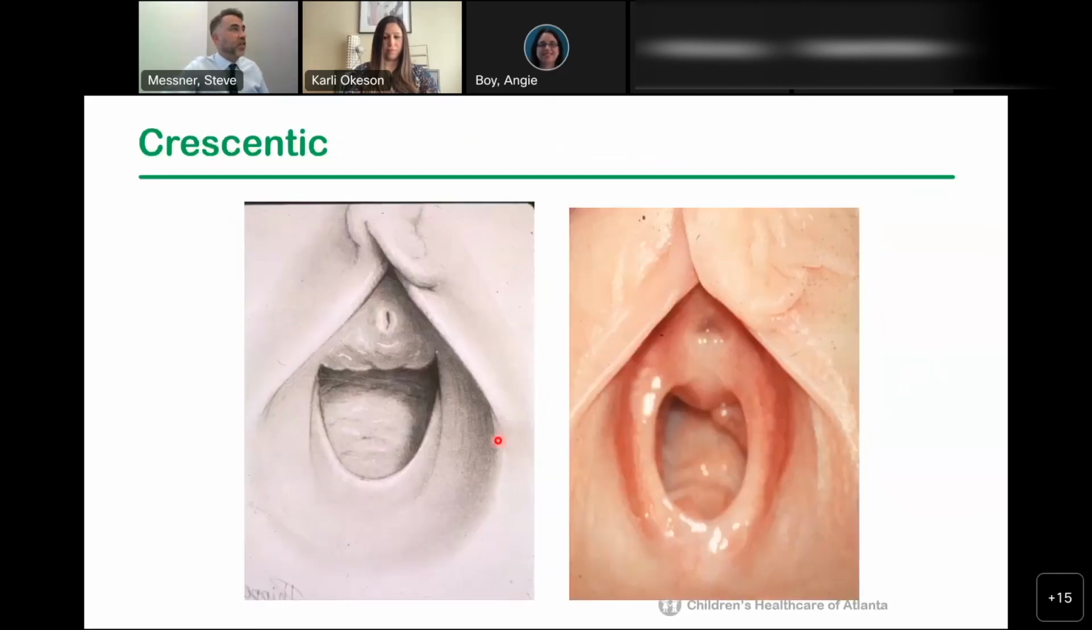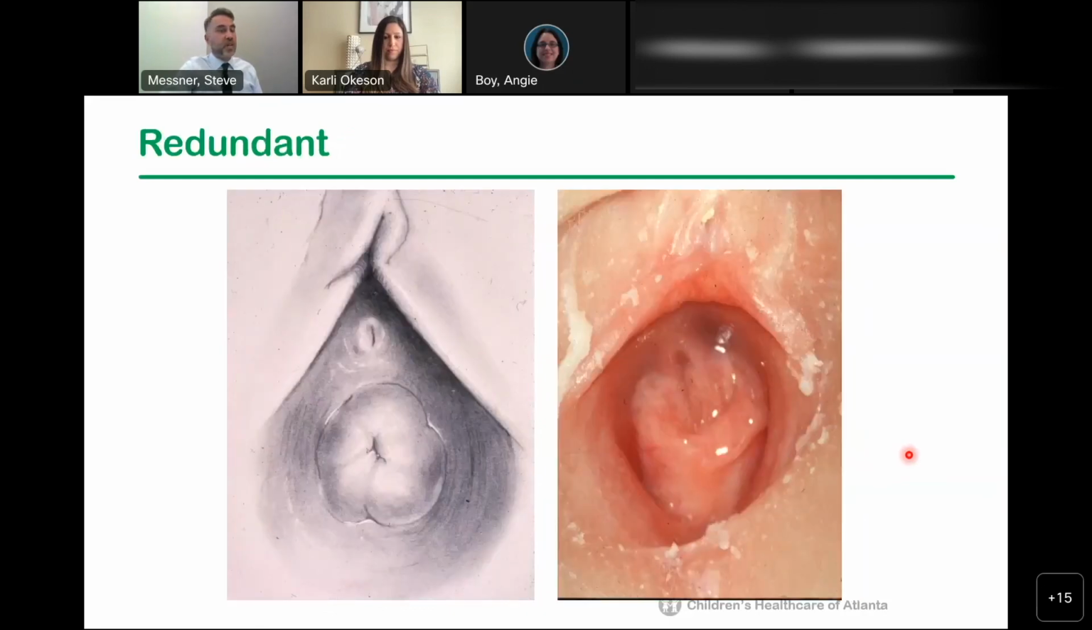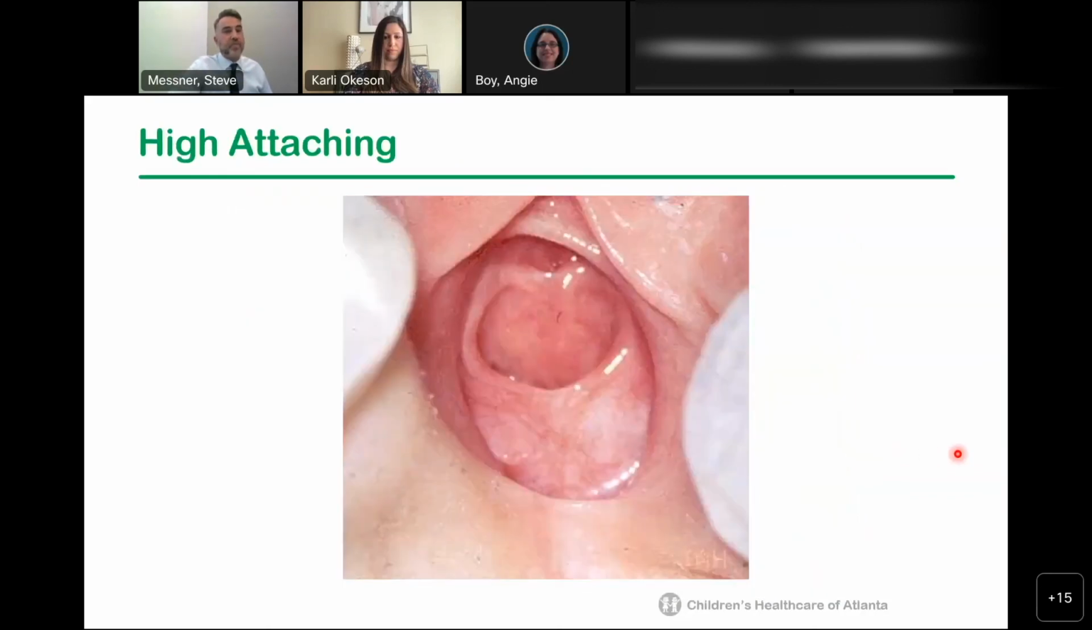Sometimes it's just like a crescent moon. So it's just at the bottom where it doesn't come all the way and connect at the top here. And here you can see inside to these ridges of the vaginal floor. Sometimes it's very redundant, so it's almost like a sleeve or a tulip-shaped hymen. Sometimes there's a lot more hymen there, and this is all very normal.